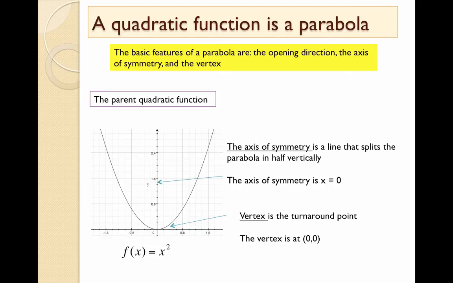The axis of symmetry is a line, and it's the line that splits your parabola in half vertically. So parabolas are symmetric around that line. For this particular parabola, the axis of symmetry is x equals 0. And I want to warn you, the axis of symmetry is always an equation of a line. It's not a single point. It's the line that splits that parabola in half vertically. And finally, we have an opening direction, and you can just see visually that this parabola opens upwards.